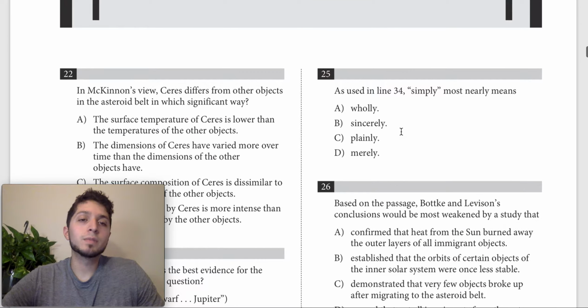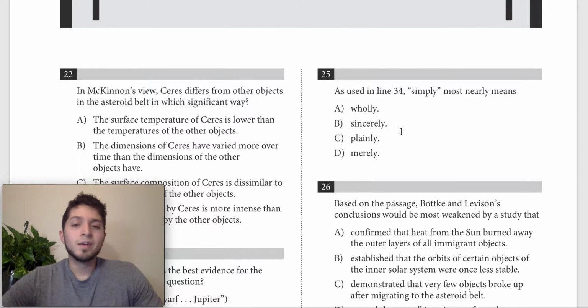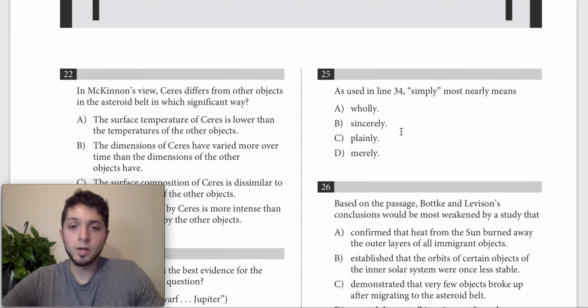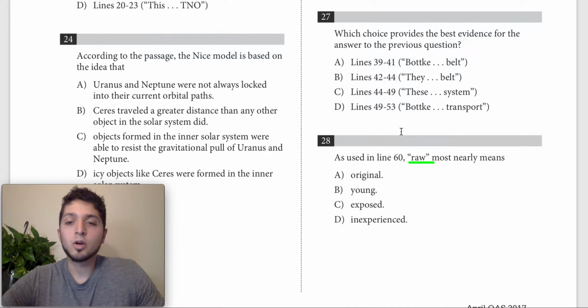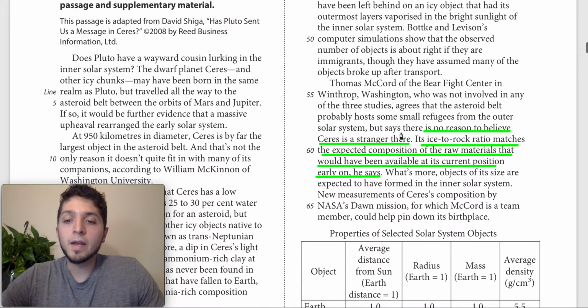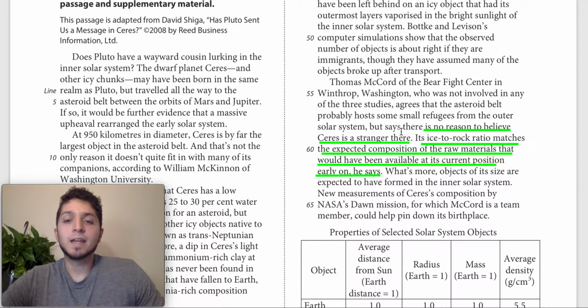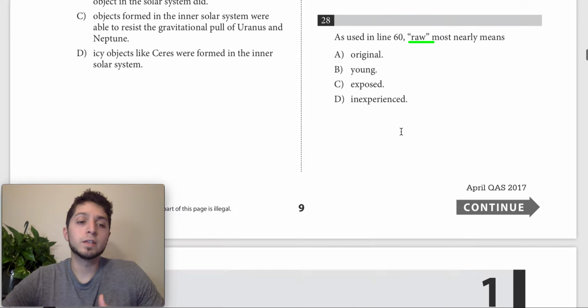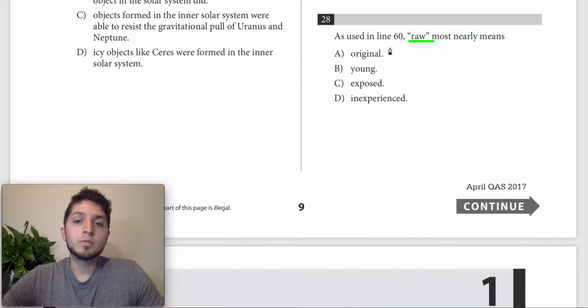What I like to do is sometimes I'm able to plug a word in advance. In a situation like this, I can't even really think about a word to plug in, so I just go down to the answer choices and try my best to match one. So answer choice A says original. That would mean that what this scientist is saying is that the composition of materials, the original materials of that area, makes sense for Ceres, right? Ceres could have originated there because the original materials are the same. That actually seems to work pretty good. We can keep it as an answer choice.